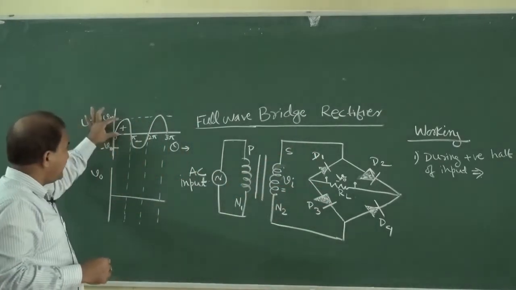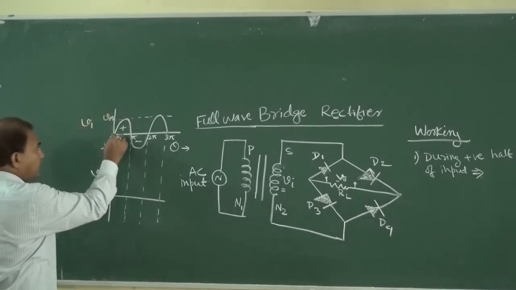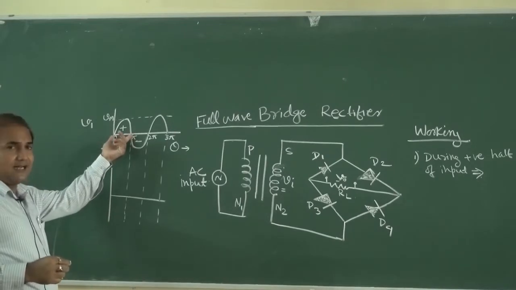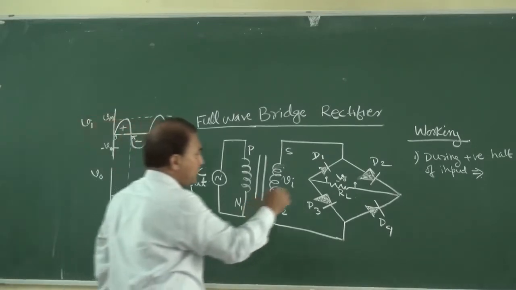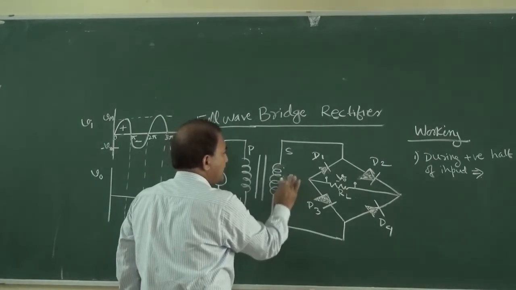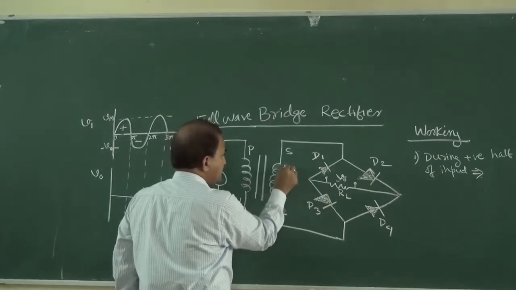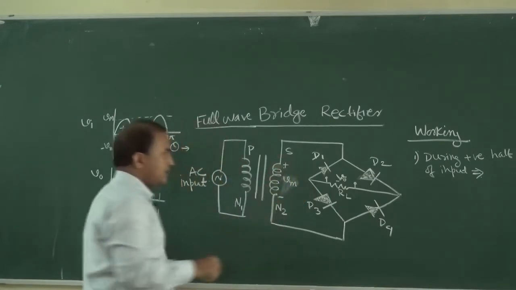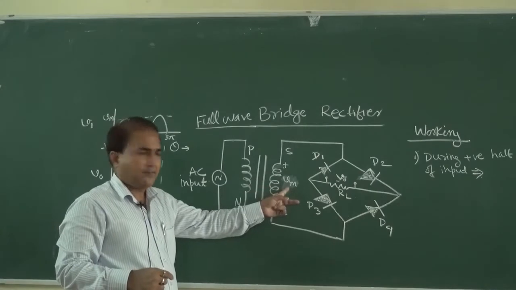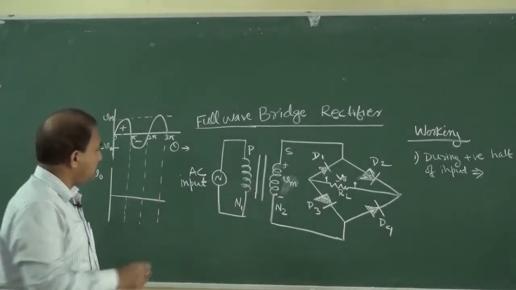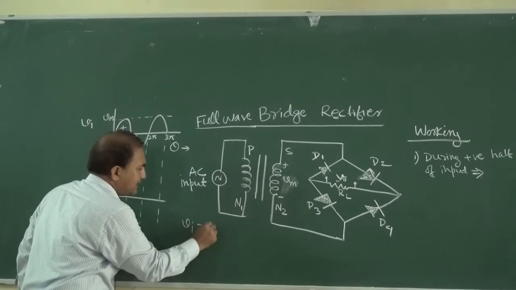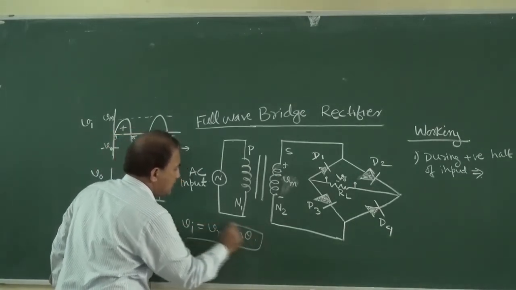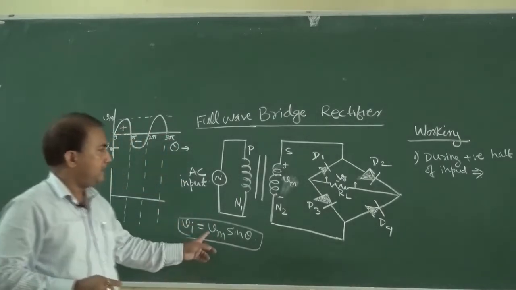During 0 to pi, this input signal is positive, so Vi is equal to Vm sin theta. So it is plus here and minus here. The peak value is Vm. How can we write Vi? Vi is equal to Vm sin theta, so the peak value is Vm.